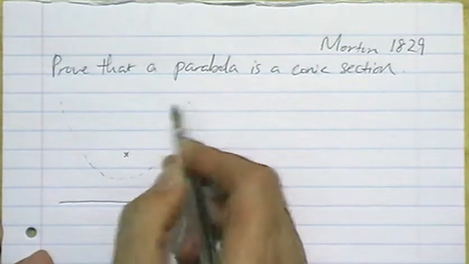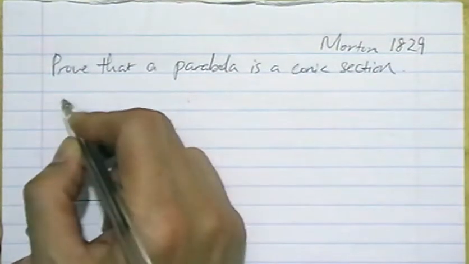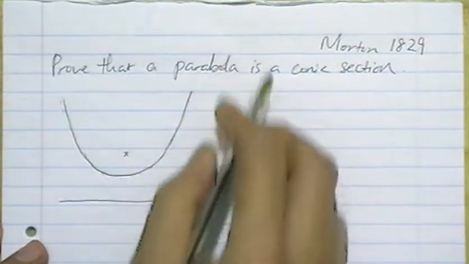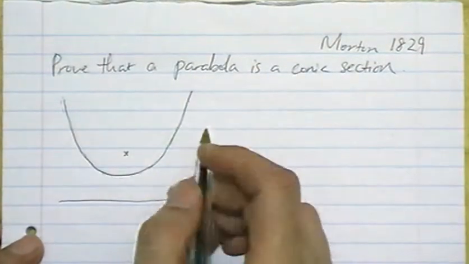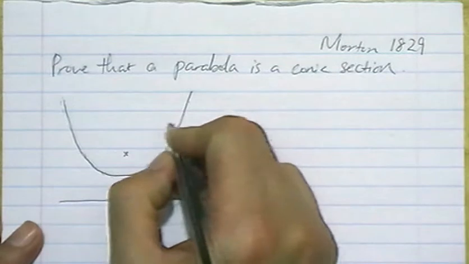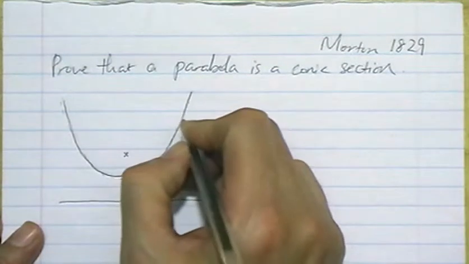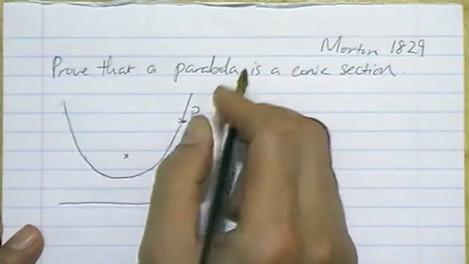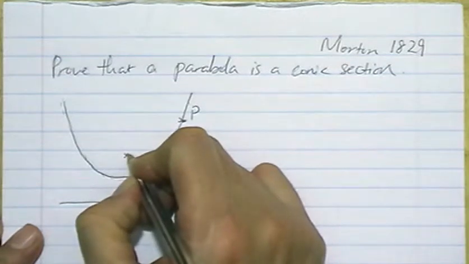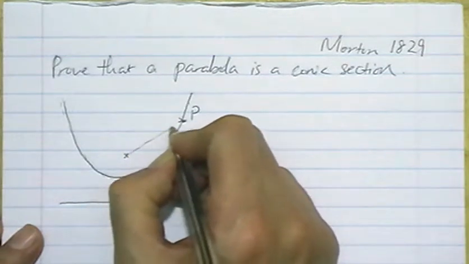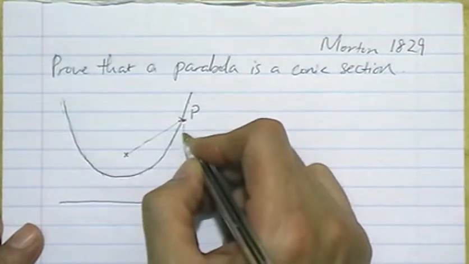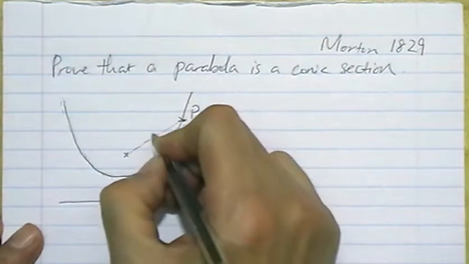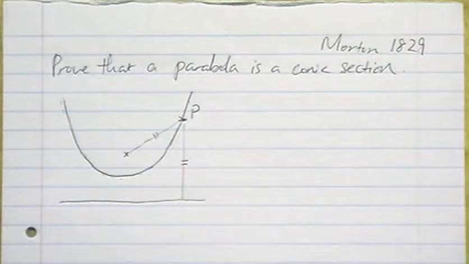A parabola looks like this. And the precise definition is that a parabola is a curve such that any point on the curve must have the same distance from the fixed point and from this straight line. So that's how it's defined.